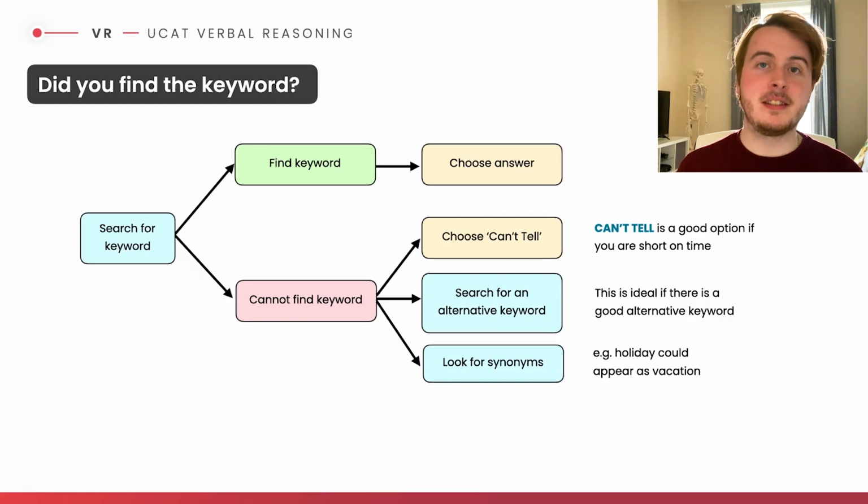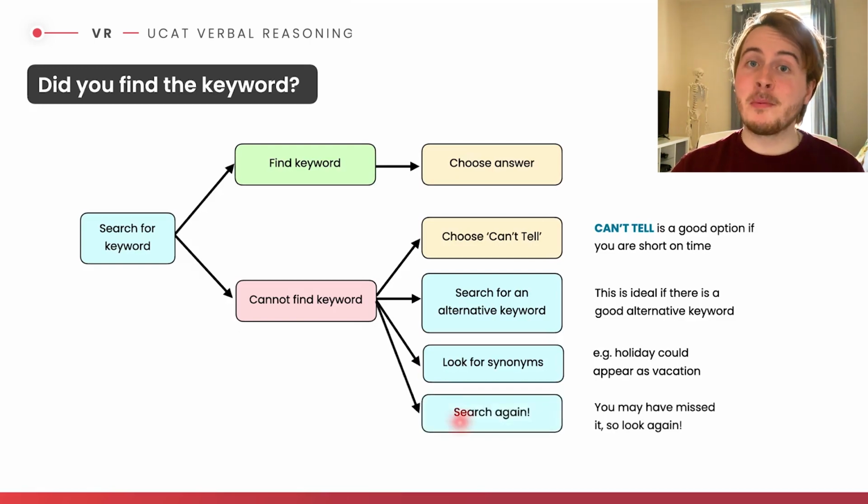But you maybe just have to look for other synonyms of that word in the passage if you've still got time remaining. And then, perhaps a bit too obvious, you could very well have missed that keyword in the passage. It's very easy when rapidly skimming it to miss a keyword the first time round. So you may just have to go back and read again.